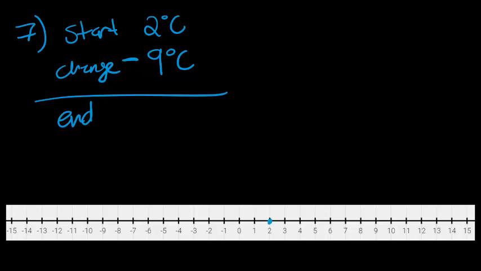Before we do that, what exactly do you think it is? So what do you think the change is going to be? 2 minus 9. 2 minus 2 gives me 0, and the remainder is going to be 7. So I am guessing it's going to be minus 7 degrees Celsius. Let's have a look. 1, 2, 3, 4, 5, 6, 7, 8, 9. That is correct. The ending temperature is minus 7 degrees.